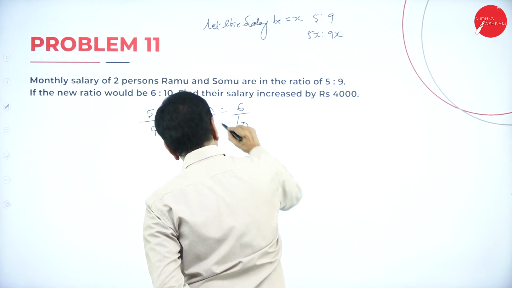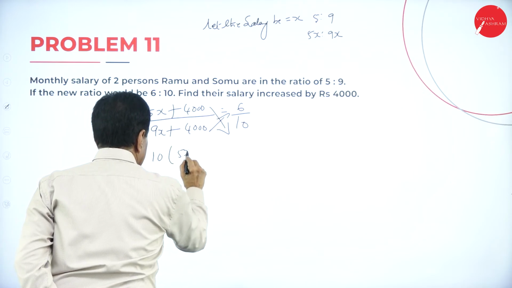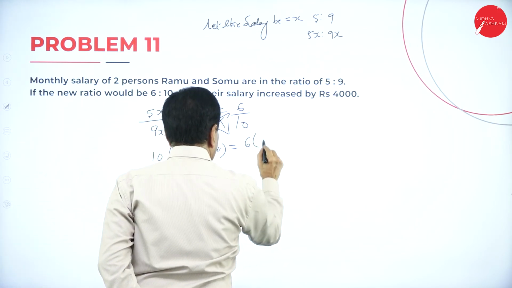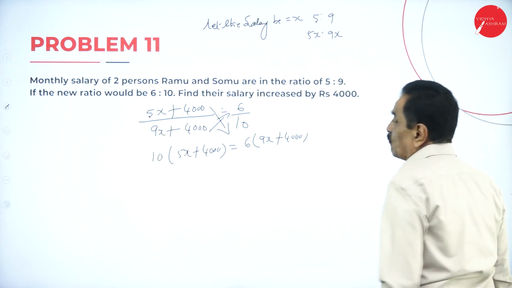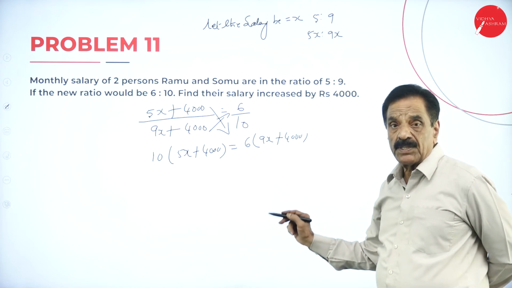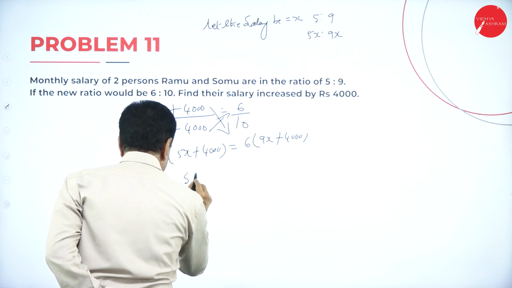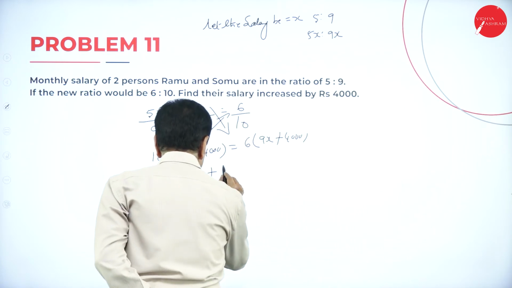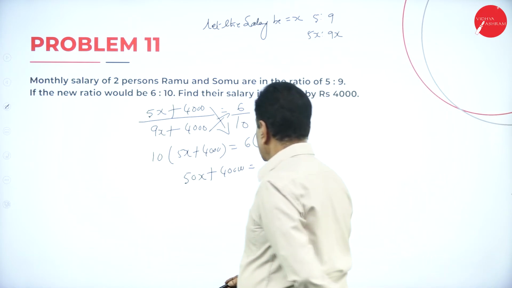So cross multiply: 10 into (5x plus 4000) is equal to 6 into (9x plus 4000). See that? (5x plus 4000) over (9x plus 4000) is equal to 6 by 10. Cross multiply. 10 into 5x is 50x plus 4000 into 10, 40,000. 6 into 9, 54x.